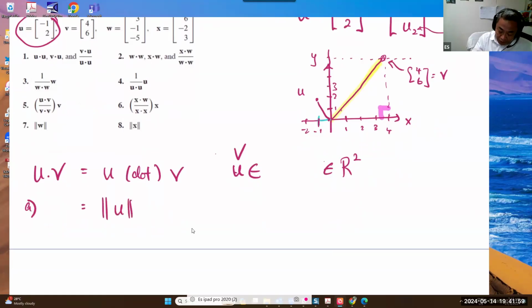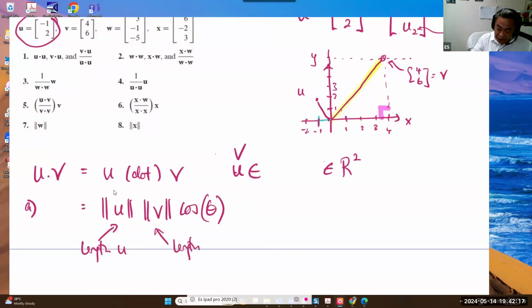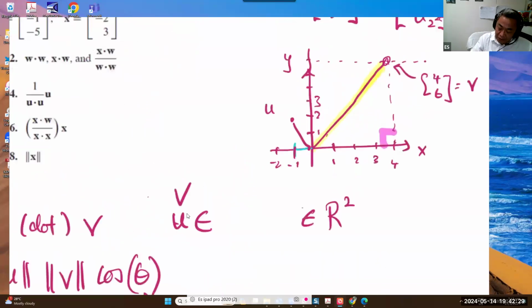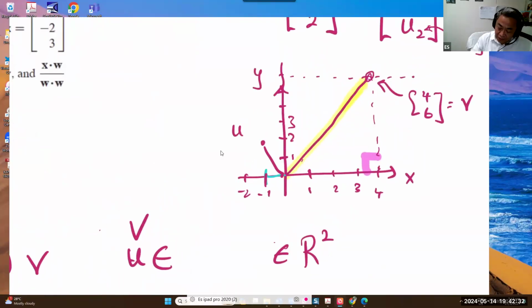U dot V equals the length of U times the length of V times cosine theta. So what is this equation? This one you know. It is the length of U multiplied by the length of V multiplied by the cosine theta. So what is theta? It is the angle between U and V. So where's the angle between U and V? We have V here and we have U here, so the angle between them is here, this guy.